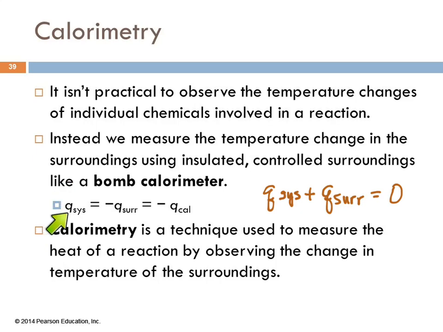The heat gained or lost by the system is equal but opposite in sign to the heat lost or gained by the surroundings. And so for this technique of calorimetry, we call that Q-cal, so the heat absorbed by the calorimeter. Calorimetry, calorie refers to heat. Metry is measuring. It's a technique used to measure the heat of a reaction. So we observe a change in the temperature of the surroundings, and from that we can figure out the heat that was given off by the reaction.